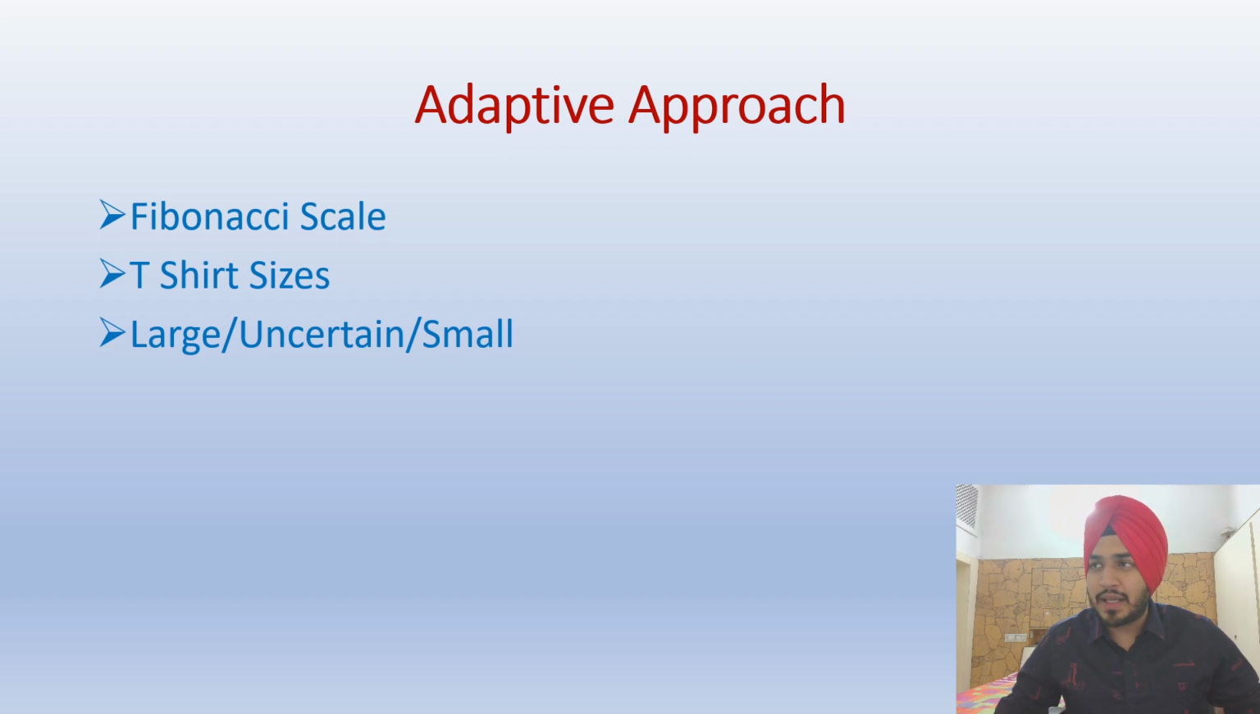To estimate the story points and activities, there are two approaches. First is the adaptive approach, which we also call agile, and second is the predictive approach, which we call the waterfall method. Under the adaptive approach, there are three methods or techniques that can be used to estimate the story points. First is the Fibonacci scale, second is the t-shirt sizes technique, and third is the large, uncertain, small technique.